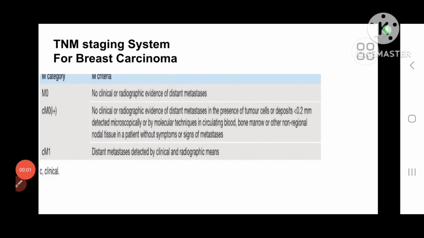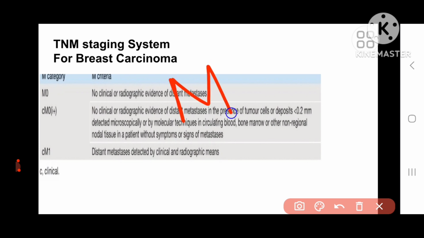In the TNM staging system for breast carcinoma, third is the M, metastasis. M0 means no evidence of distant metastasis. M1 means there is evidence of distant metastasis clinically as well as radiographically. So one term is M0(i+).